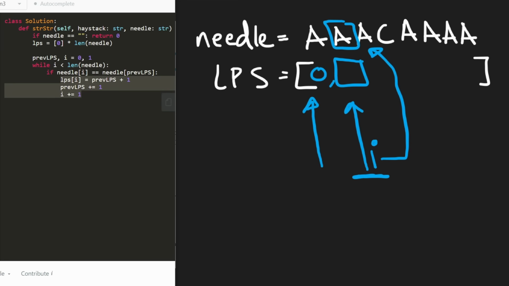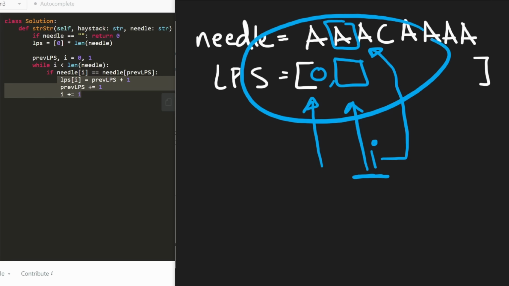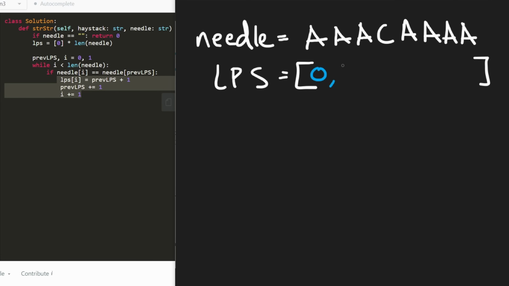Now, these 3 lines of code actually are kind of complicated. Let's kind of go through this drawing and understand them. So how is it going to run, first of all? Well, we're going to compare these two characters, right? Previous LPS is here, I is here. These two characters are equal. What does that tell us?